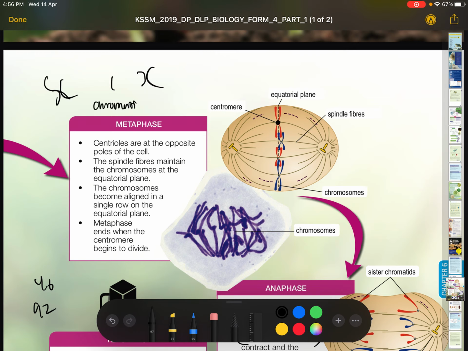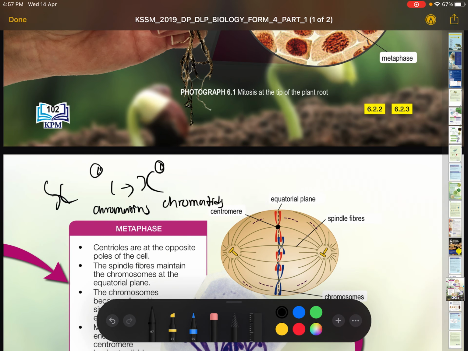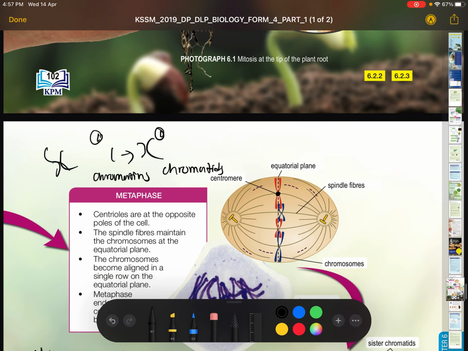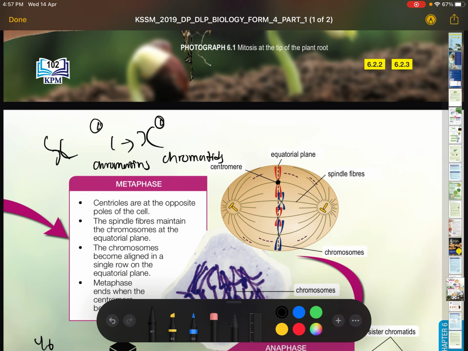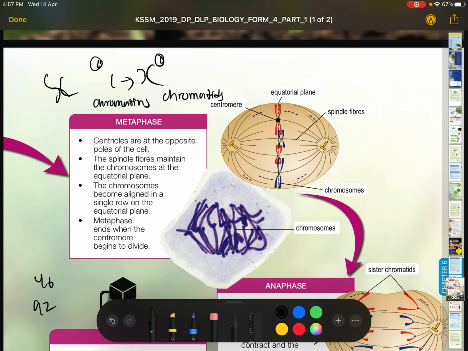So one chromatin becomes two chromatids, but they are both one chromosome. This is one chromosome. This is one chromosome. It will not be considered as two chromosomes until the centromere gets split up, which is only during anaphase. So these sister chromatids, even though there are two chromatids, are still considered as one chromosome. So after S phase, there are actually 92 chromatids, but there are only 46 chromosomes.